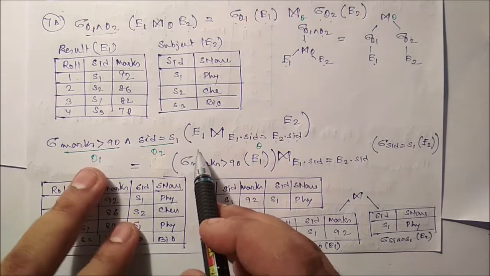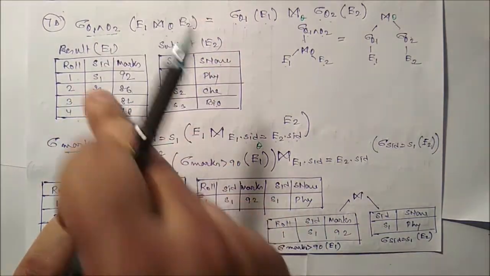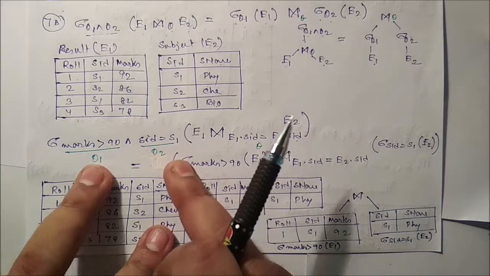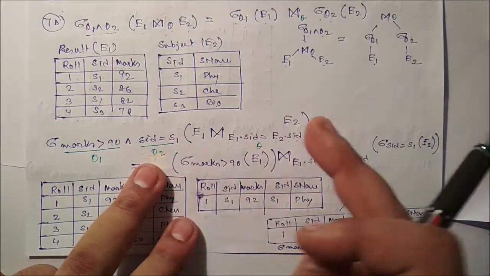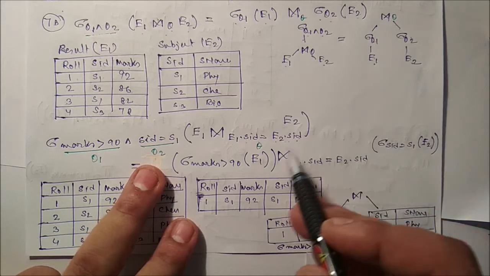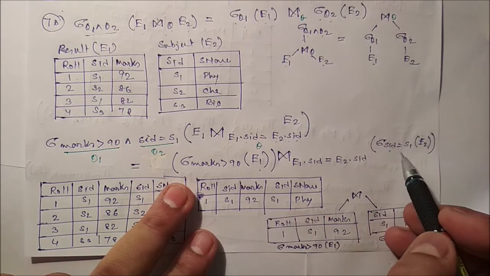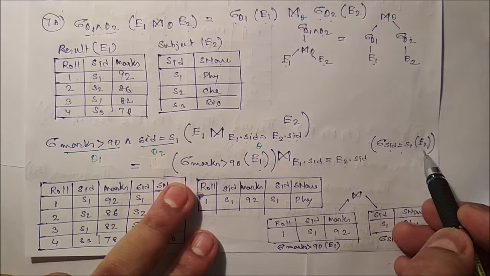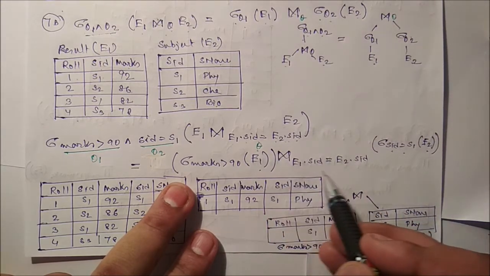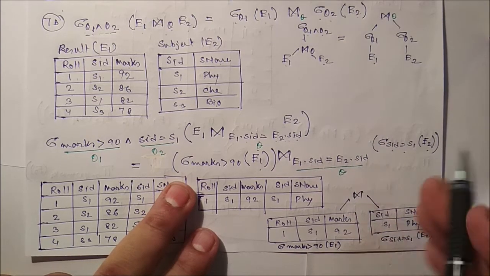Instead of this, you can see that this marks condition is associated only with E1. It is not associated with E2. And this subject ID is associated with both, but if you use this one, then it will also be applicable. So here we apply the marks condition with E1 and subject ID with E2, and after that we just use this particular theta condition here. This is our theta condition. Are you getting this one?